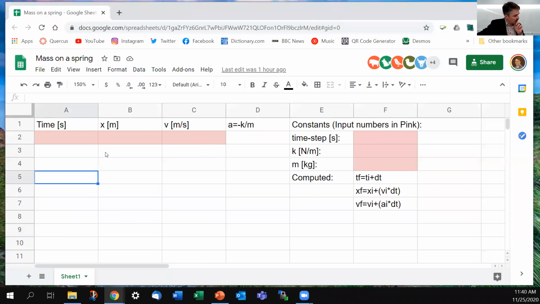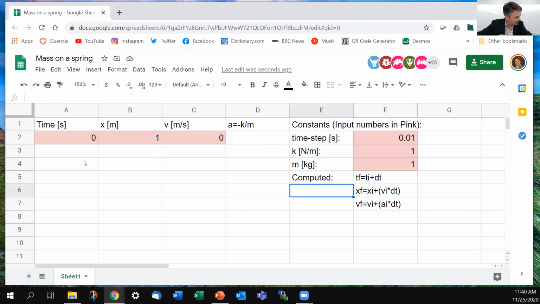So the things that are in pink are going to be input values. So I'm going to start at time is 0. And I'm going to start at x equals 1 meter, but with 0 velocity. And for a time step, let's choose something small, like 100th of a second, 0.01 seconds. And for K, we might as well just put 1 Newton per meter. I'm just going to put ones in things because it's easy, and 1 kilogram. So we've got a 1 kilogram mass attached to a 1 Newton per meter spring. It's oscillating back and forth.